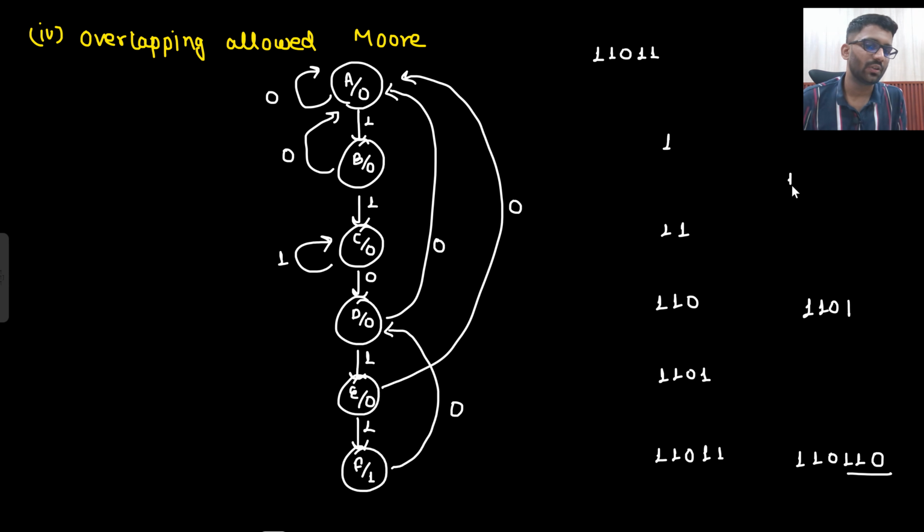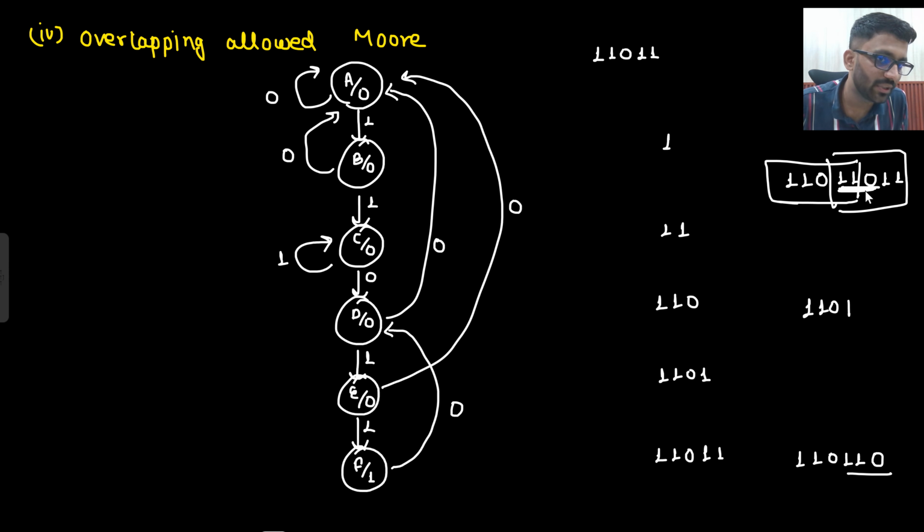If my applied input is 0, then this is the scene. So 1 1 0 is already there. What if in the next cycle 1 1 comes? So this was already detected, 1 1 0 1 1 0. This will also be detected. So this 1 1 0 has been used. Are you getting this point? This 1 1 0 has been used. So that's why I went to the state D.